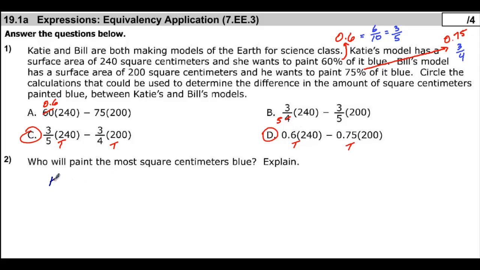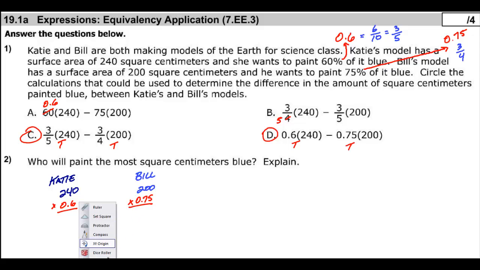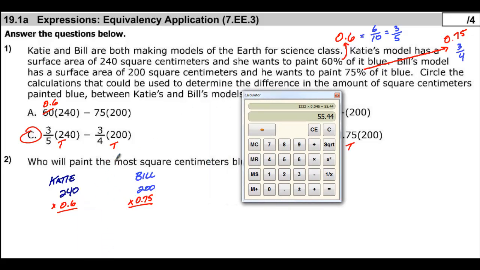And here's what I know. For Katie, my problem is what's 240 times 0.6. And for Bill, what's 200 times 0.75? The reason I'm setting them up this way is I learned from Paige Rincon. Paige showed me a better way to do it. When I did it originally, I put them side by side. I put one on top of the other, but I liked Paige's way of doing this better. So let's figure it out.